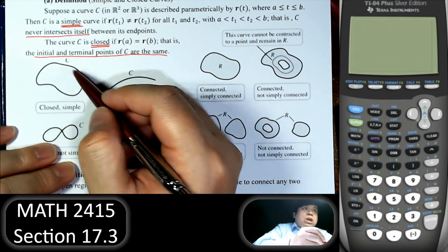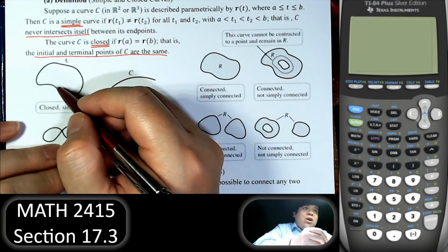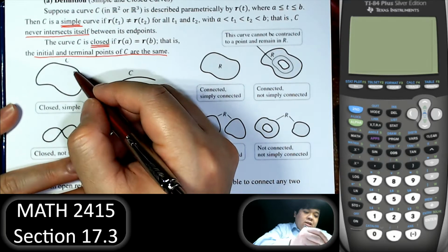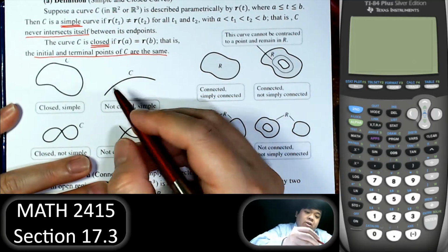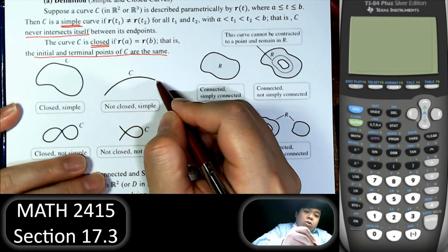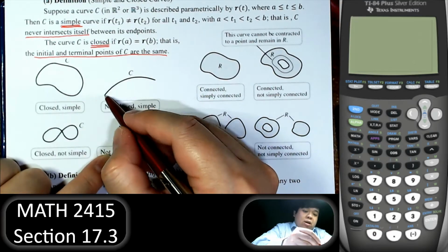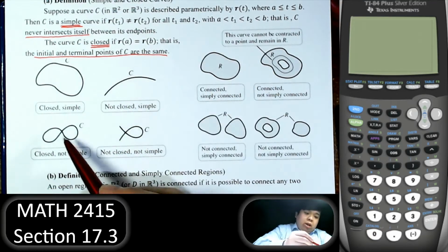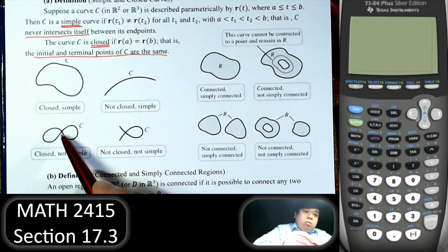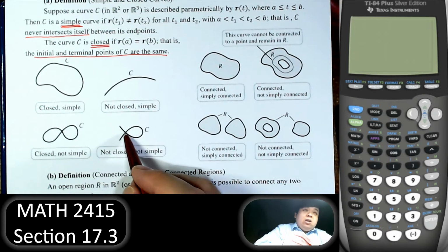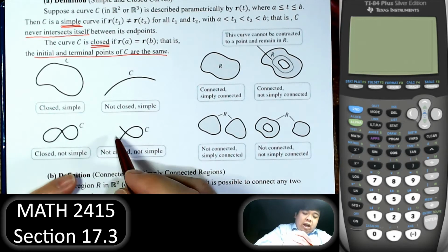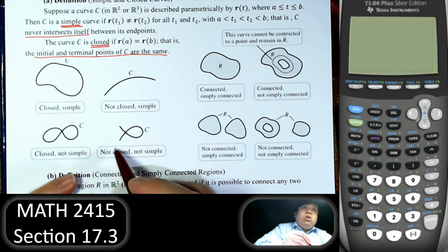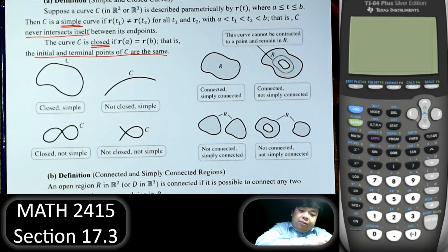And it is also simple because it does not intersect itself. This is not closed because the endpoints are not the same, but it's not intersecting itself. So not closed and simple. This one is closed but not simple because it intersects itself. So this one is not simple because it intersects itself, and not closed because the endpoints are not the same.